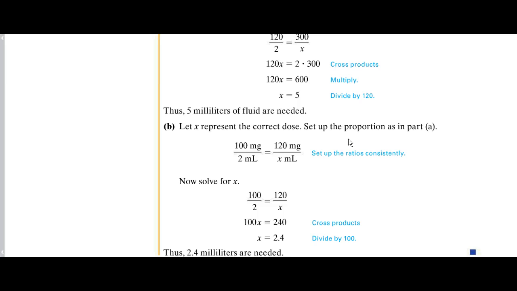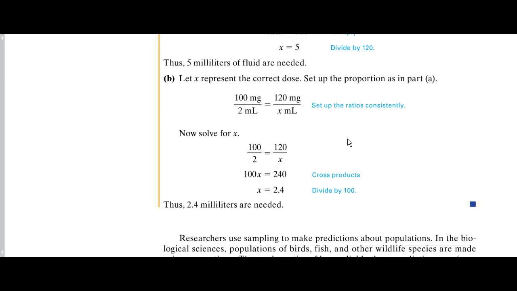So in the next place, next example, we have 100 over 2. What will 120 over x be? So again, the same technique: you're going to cross multiply. You get 100x equals 240 as you cross multiply. X equals 2.4. So 2.4 milliliters are needed.